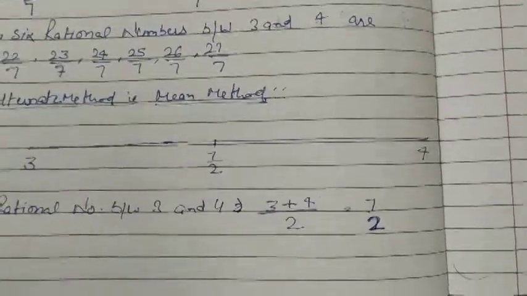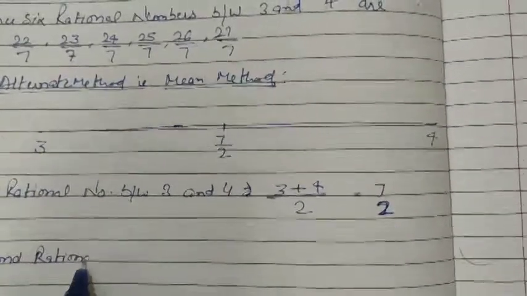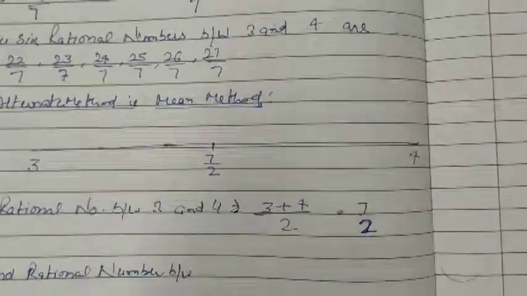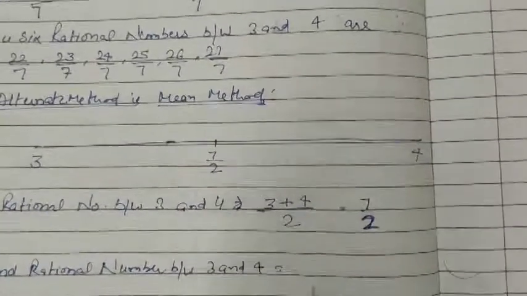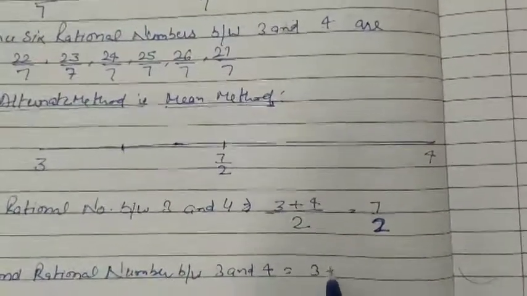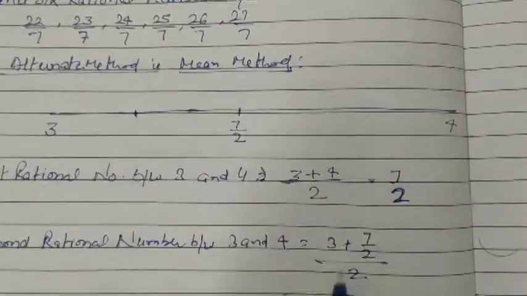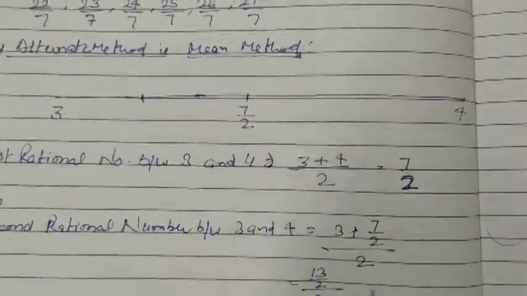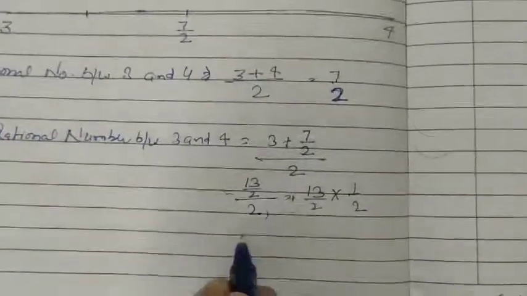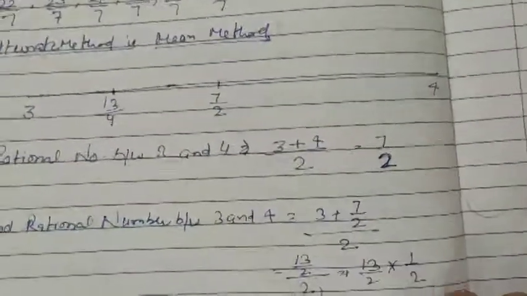Now the second rational number between 3 and 4 would be, we can take the average of 3 and 7 by 2. So this will become 3 plus 7 by 2 upon 2. So 2 3 is 6 plus 7 becomes 13 by 2 upon 2. So this will be 13 by 2 into 1 by 2, the reciprocal, and this becomes 13 upon 4. So now we have 13 by 4 as a second rational number.